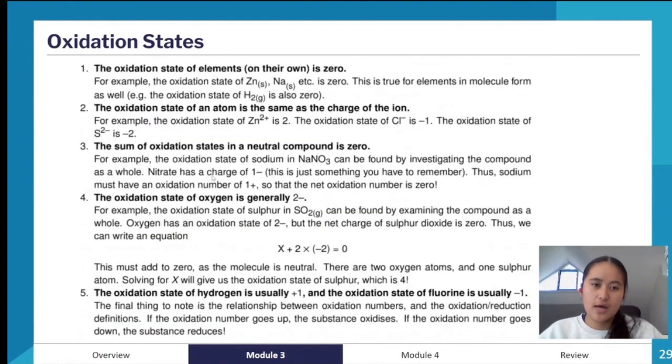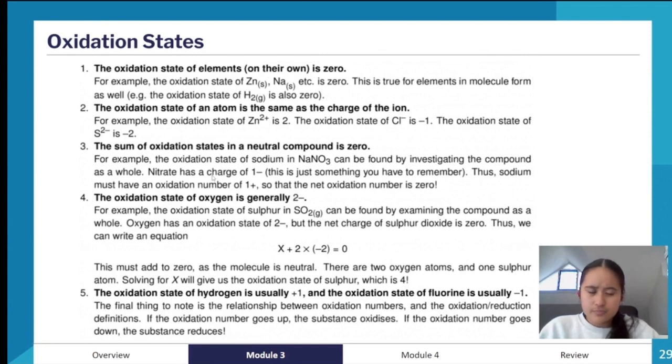So here are some of the rules about oxidation states. The first one is that the oxidation state of elements on their own is 0. For example, zinc as a solid, sodium as a solid, it's all 0. And it's the same for elements in molecule form. So for example, oxygen and hydrogen, that's O2 and H2. Their oxidation states will also be 0. And the oxidation state of an atom as an ion is the same as the charge of the ion. So the oxidation state of zinc ion is +2, and the oxidation state of a chloride ion would be -1.